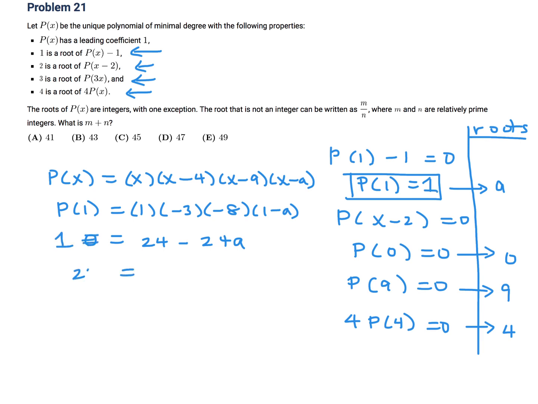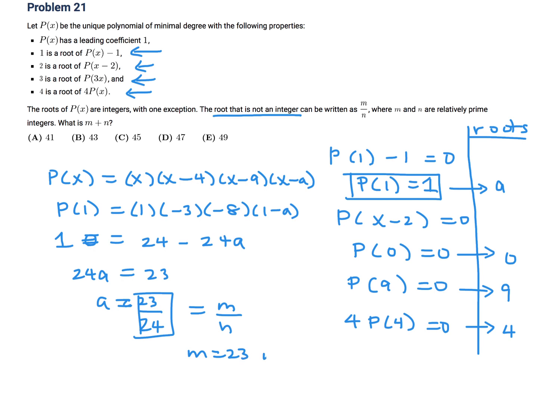So that means that 24a is equal to 23. So a is equal to 23 over 24. So this 23 over 24 is that root that is not an integer. And it's of the form m over n. And therefore the m is 23. The n is 24. And therefore m plus n would be 23 plus 24. And that, of course, is 47, which is D.